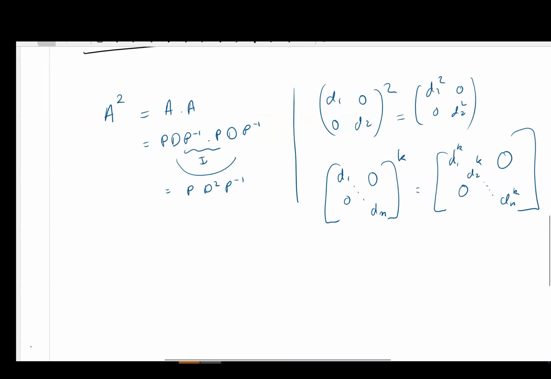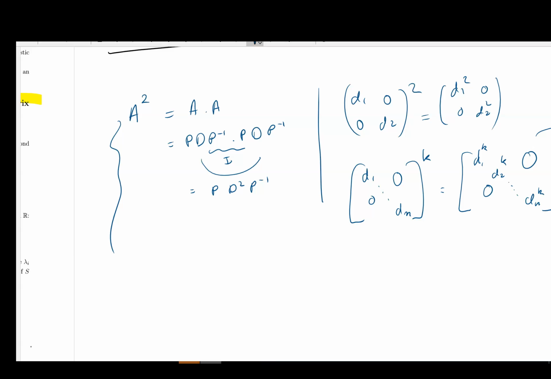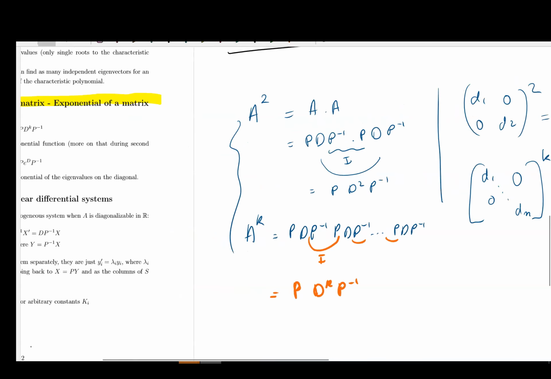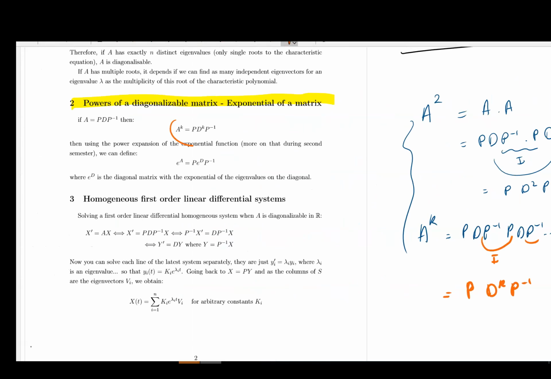All right? So now you can extend that formula if you want to compute a power k. That's just going to be P D P minus 1, P D P minus 1, k times, and every time you have the P minus 1 with the P collapsing into an identity, identity times D is just D, and so on. So what remains is going to be P D power k P minus 1, and that's something very, very easy to compute. All right? So that's very important. Then we would see some use of this formula.